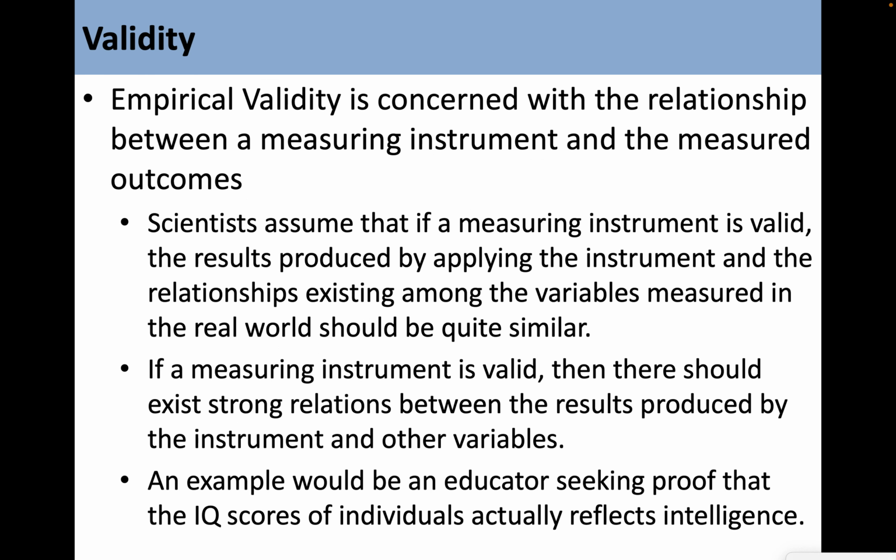Empirical validity is concerned with the relationship between a measuring instrument and the measured outcomes. Scientists assume that if a measuring instrument is valid, the results produced by applying the instrument and the relationships existing among the variables measured in the real world should be quite similar. If a measuring instrument is valid, then there should exist strong relations between the results produced by the instrument and other variables. An example would be an educator seeking proof that the IQ scores of individuals actually reflect intelligence.